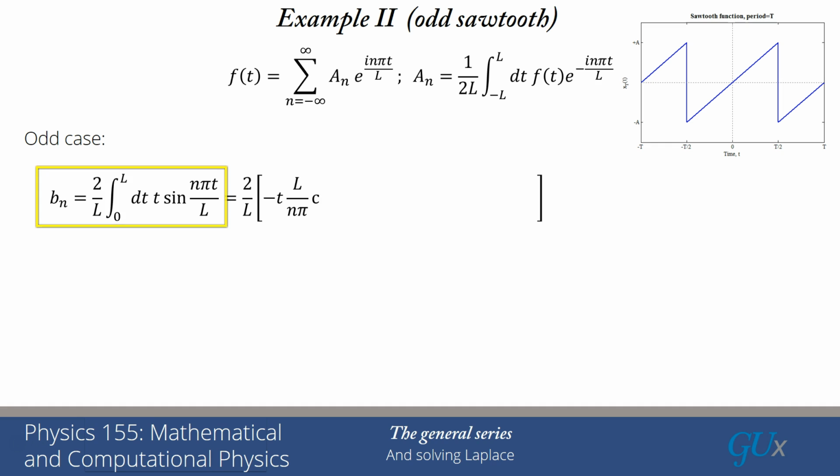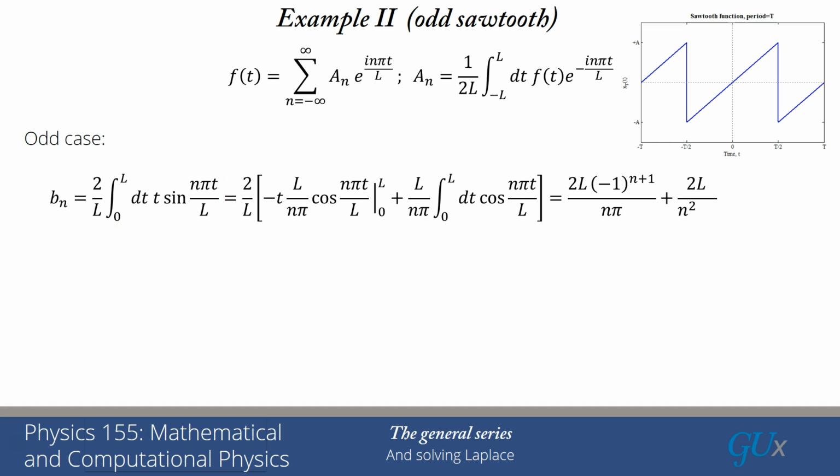So now in the odd case, we're going to get b_n is 2 over L integral from 0 to L dt t sine(n pi t over L). Once again, we integrate by parts: 2 over L times minus t L over n pi cosine(n pi t over L), evaluated between 0 and L, plus L over n pi integral from 0 to L dt cosine(n pi t over L). Now I look at the boundary terms. Of course, the term at 0 is 0.